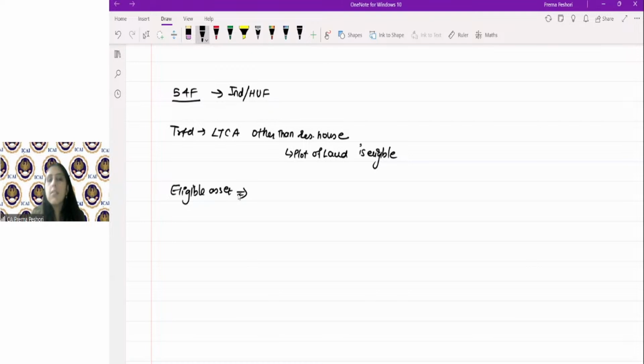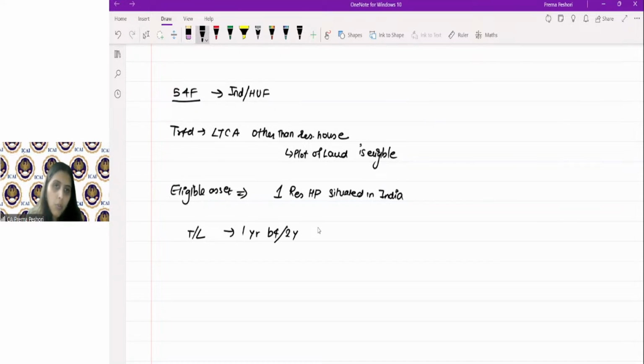Eligible asset here is one residential house property situated in India. What is the time limit? The time limit is same as 54, which is 1 year before or 2 years after.